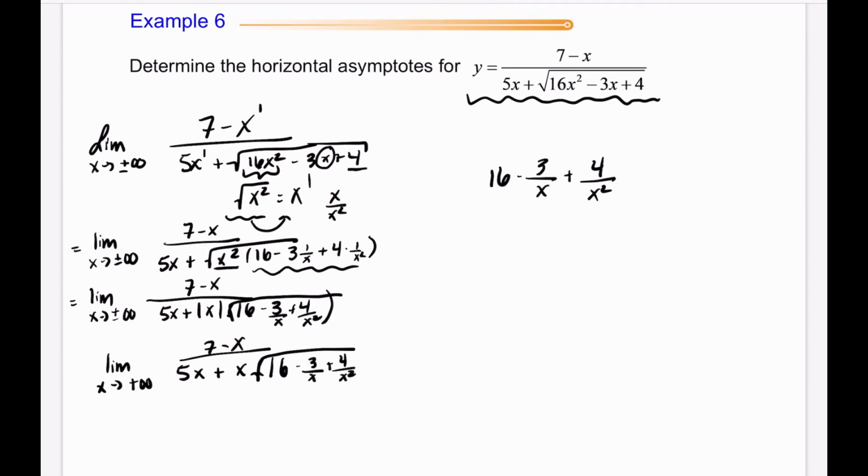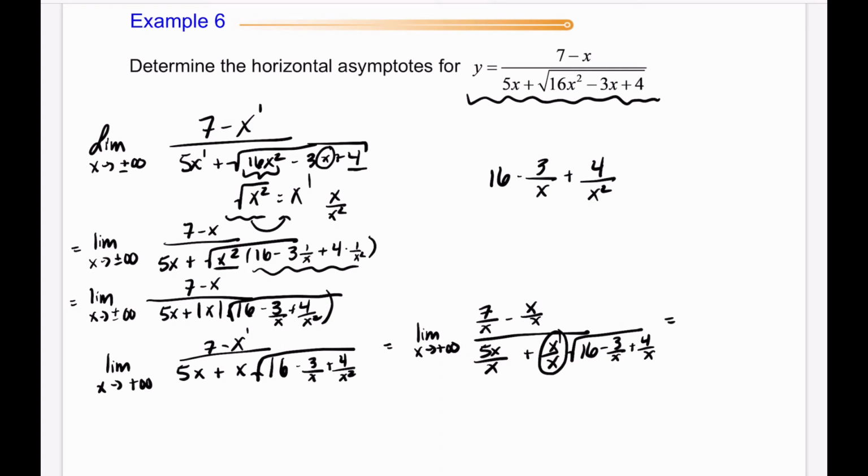So now I have everything simplified as far as I can, and I divide by my highest power of x. So I'm dividing everything by x because my highest power is 1. So that's going to give me a limit as x approaches positive infinity of 7 over x minus x over x, which is just 1, all over 5x over x plus x over x. And then what's in your radical is going to stay the same since that's multiplying on to this x divided by x. So I don't need to divide that stuff again.